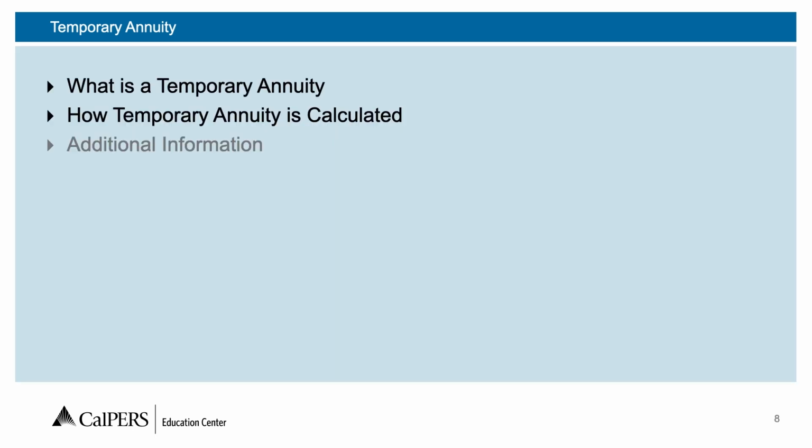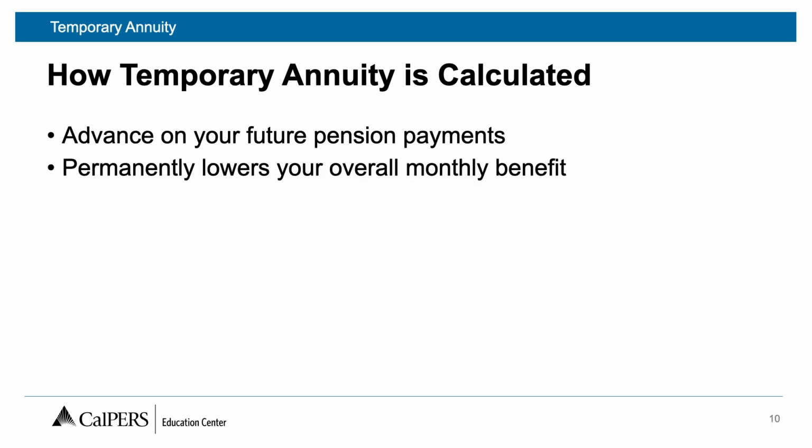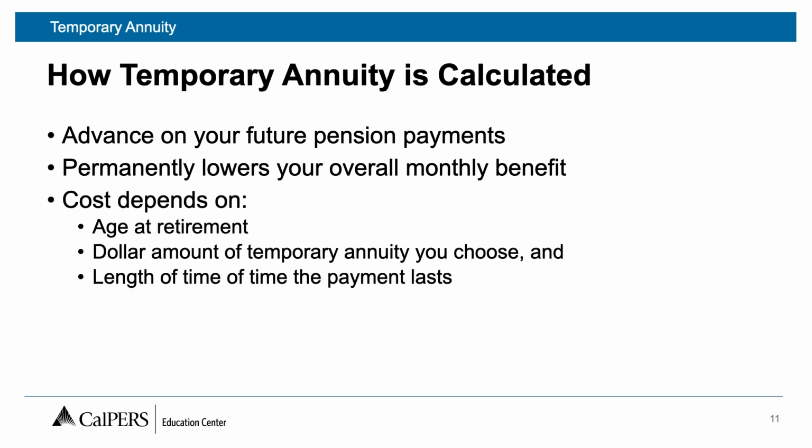The cost of a temporary annuity is based on your age at retirement and to what age you take the temporary annuity. Basically, you can think of a temporary annuity as an advance on your future monthly payments. However, a temporary annuity isn't free. Advancing yourself money costs you by permanently reducing your overall retirement benefit. Your lowered allowance begins when you retire, not when the temporary annuity payments stop. The cost will depend on your age at retirement, the dollar amount for the temporary annuity that you choose, and how long you choose to receive it.